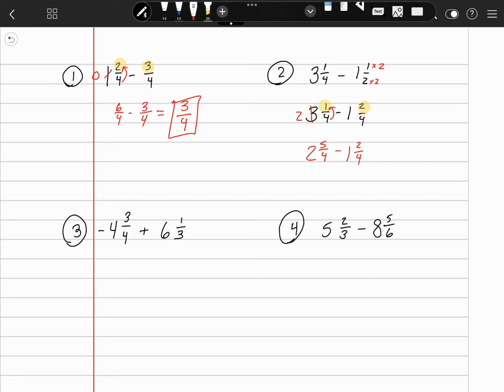So after that, subtract the numbers, the big numbers. 2 minus 1 is 1. And then the numerators, 5 minus 2 is 3. And I end up with 1 3/4.